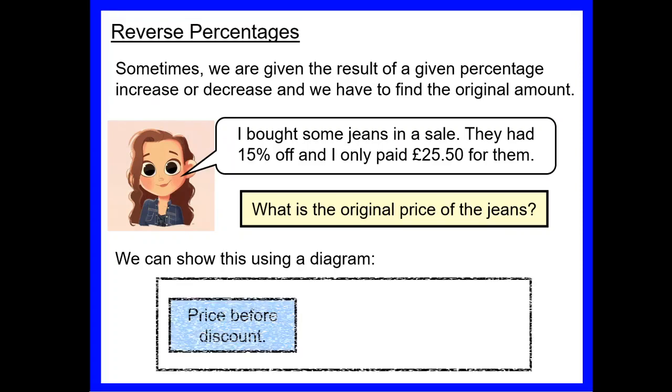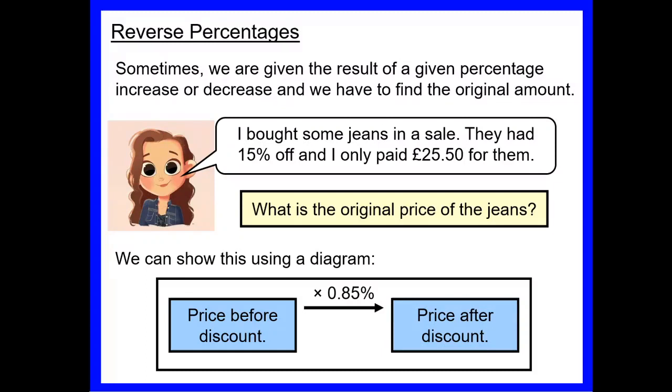If we have a look at this in the diagram then, we have our price before the discount. To find out how much that is after the discount, we would have multiplied it by 0.85. That would give us the price after the discount. If we have the price after the discount, then we're dividing by 0.85 to give us the price before, so we can work forwards and backwards.